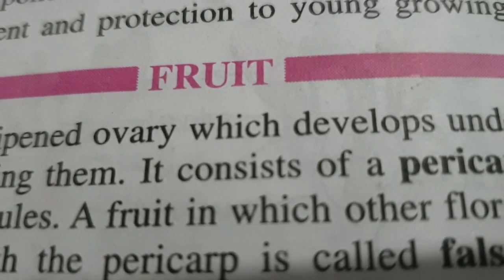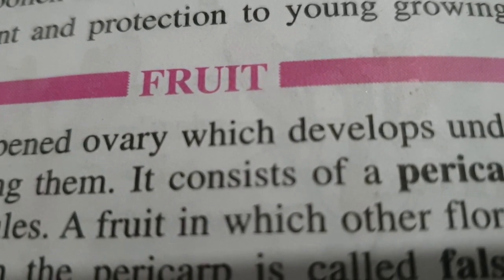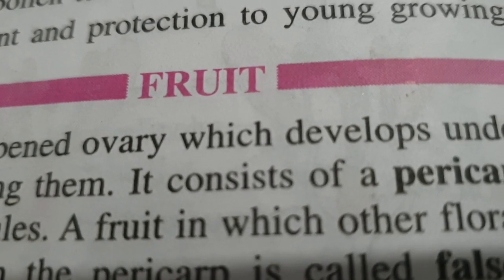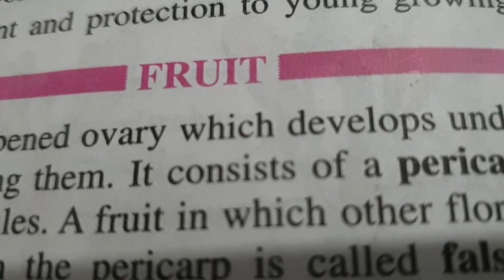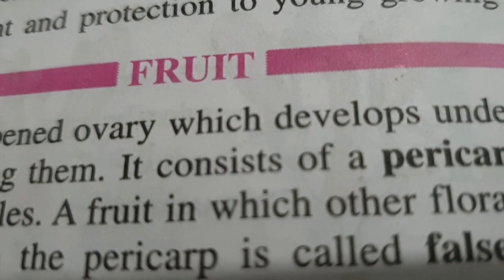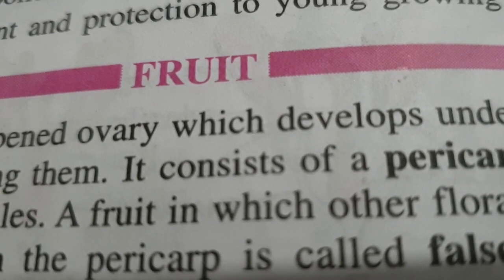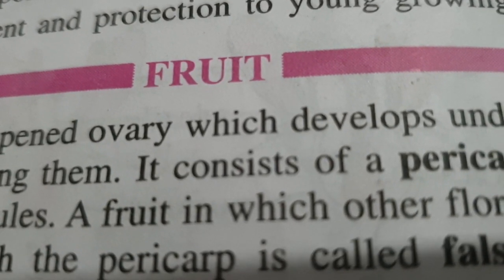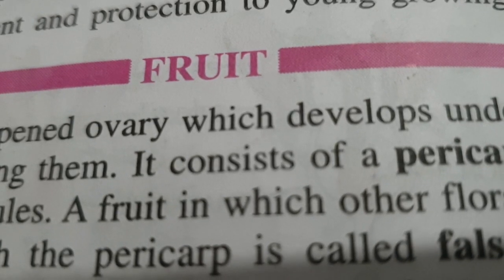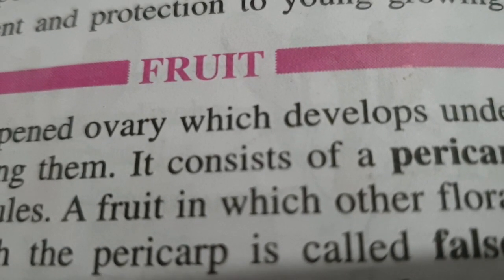And sometimes the fruit develops from the inflorescence. Then we call it a composite fruit. As for example mulberry. So these are the different types of fruits: simple, aggregate and composite. Now let's see the different subdivisions of these three basic types of fruit.